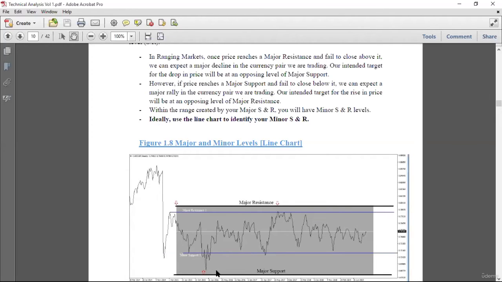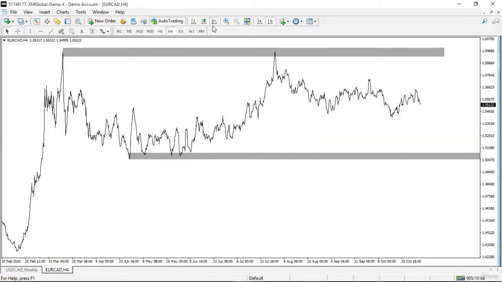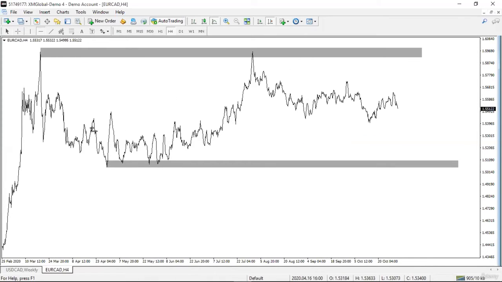Using your line chart, look at where price is consistently failing to break above or failing to break below. For example, with this one, if you use the line chart, you can see that there's something going on around about this price here or this price.